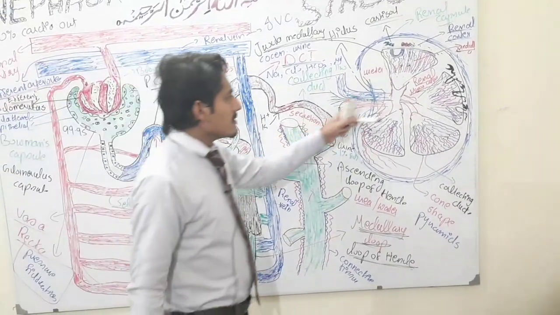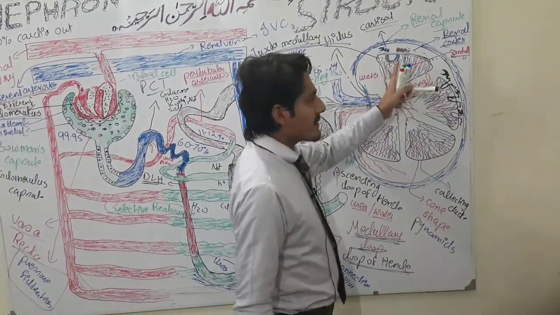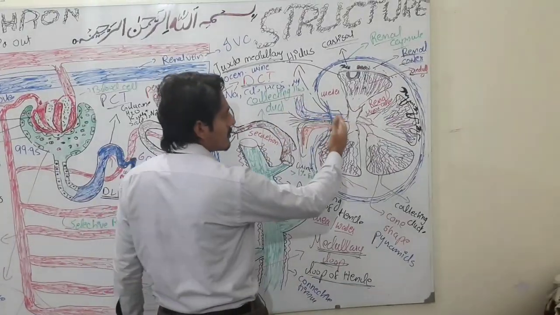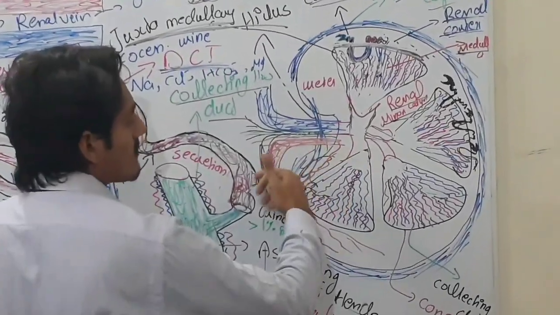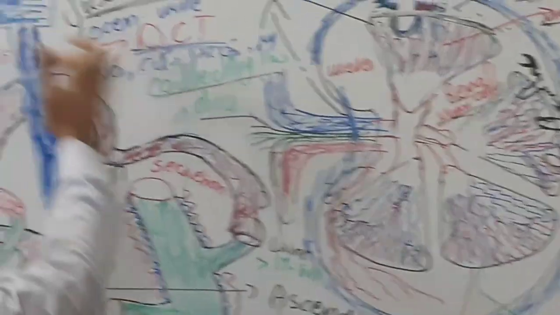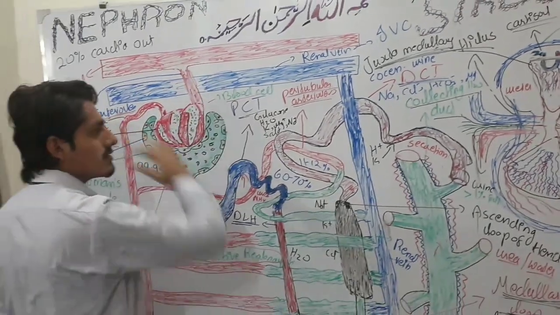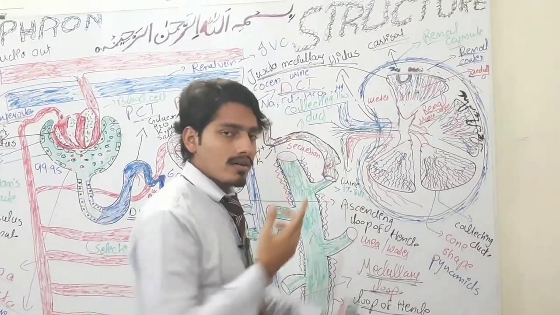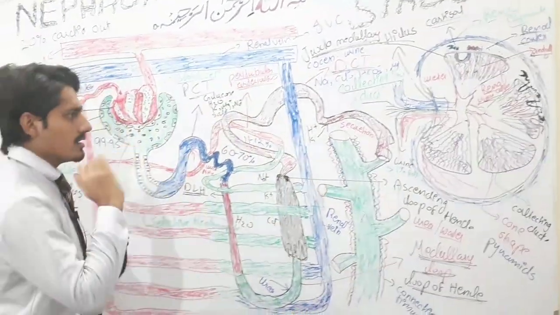Clear? This is the basic structure of the nephron present in your kidney. There is a blue color vein and a red color artery. This one is the renal artery, and this one is the renal vein, which goes towards your heart. Okay, this is the basic structure of the nephron inside your kidney.